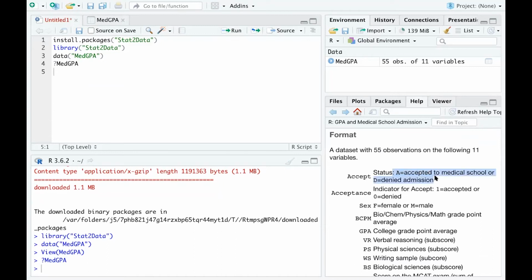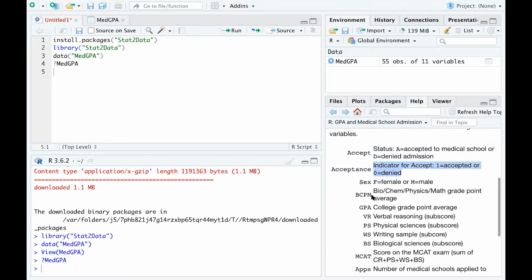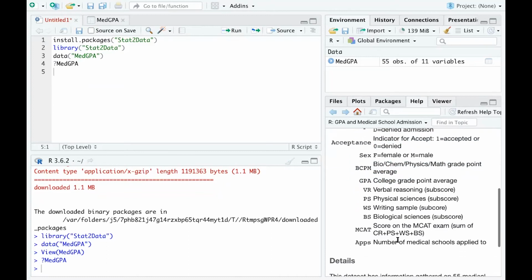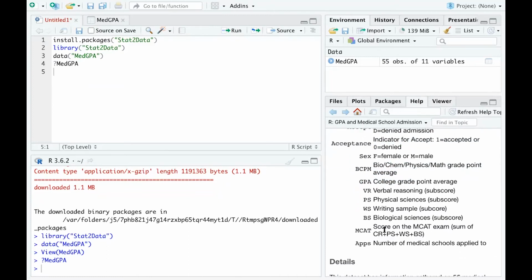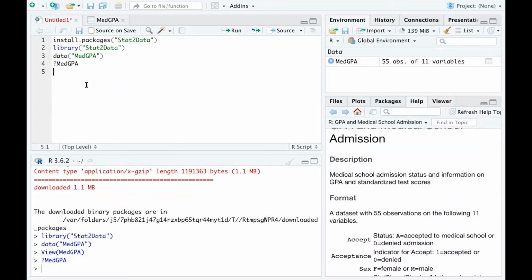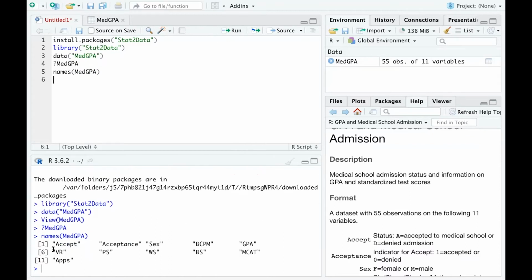Like we have the status of accept. We have acceptance, 0 is no, 1 is yes. And we have BCPM, what is it denoting for? We have GPA, we have verbal, physical science, writing, and so on. All these variables are available. And what I want to do is to check the variable names and print them down below.